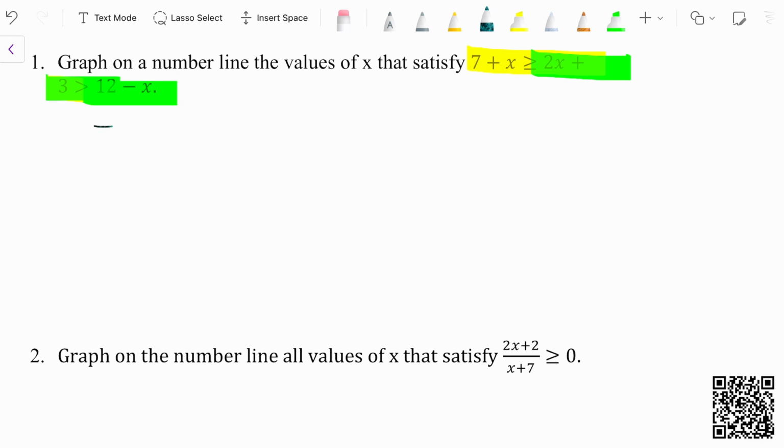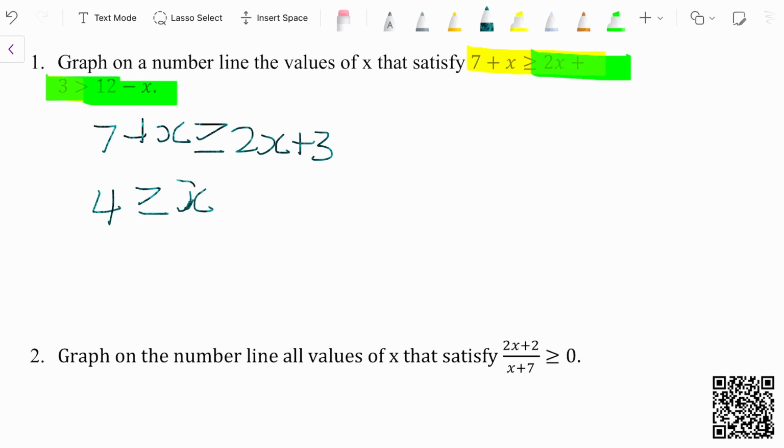So, 7 plus x greater than or equal to 2x plus 3. Minus 3 minus x, 4 greater than or equal to x. So that's the first part. And you might be like, but Lon, how does that correlate to anything in the second equation? Well, we can actually get the second equation down to also x is greater than something. And then we can just piece it together like a puzzle, you know?